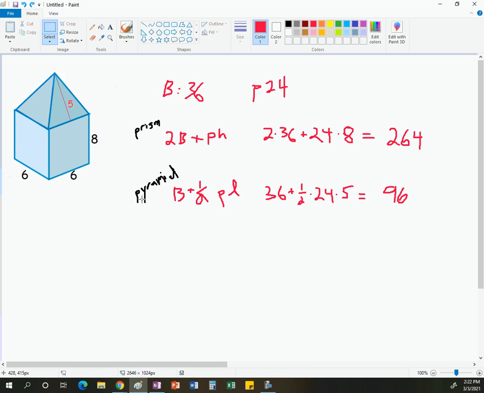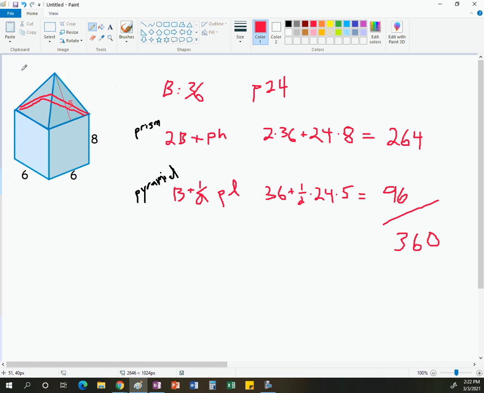Once we have that, we add these two up with each other. 264 plus 96. Probably should have had that done ahead of time, but that gives us 360. Now, that's not the total surface area, because what that doesn't include is the side that's not painted in both of them. In other words, the top of this prism doesn't show up. And then that same measurement doesn't show up as the bottom of the pyramid. Neither one of those show up.